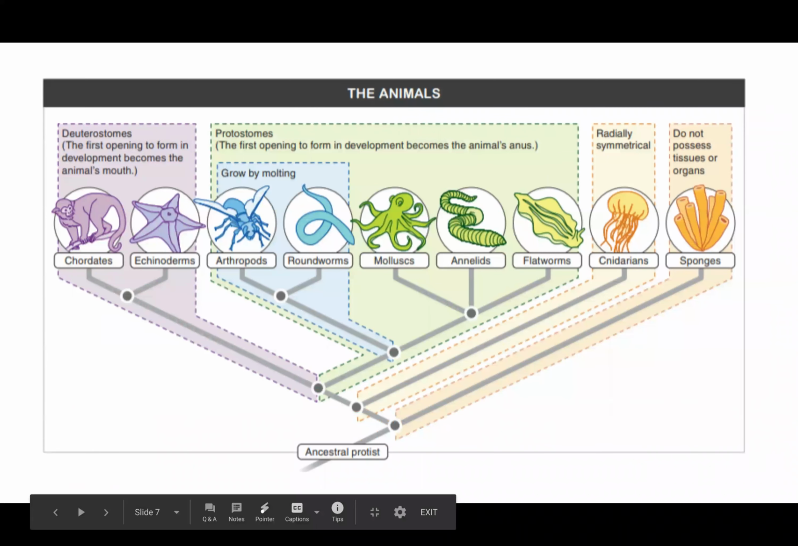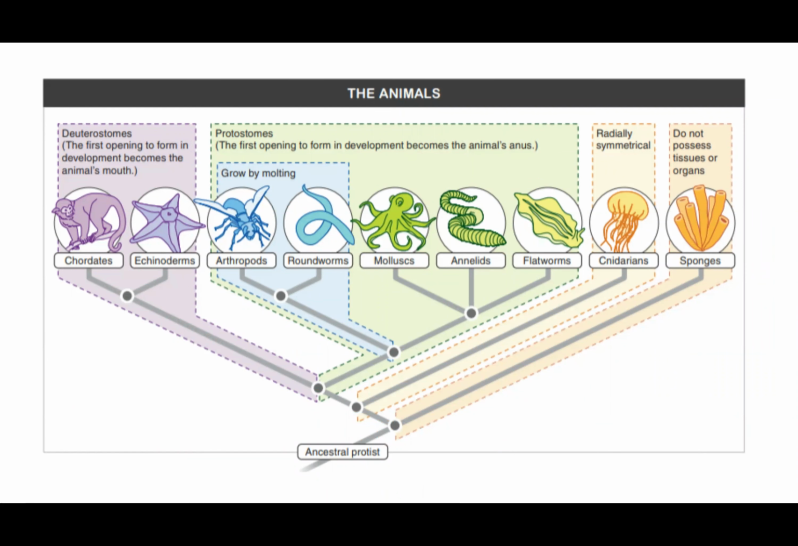So animals are divided into multiple different groups. Many of these you have probably heard of. I'd be surprised if you hadn't heard of all these at some point. Maybe the worms you haven't heard of, but these are the broad categories of animals that we're going to talk about today. We have the deuterostomes. Essentially, the first opening to form in development becomes the animal's mouth. So whatever opens in you first becomes your mouth. It's a weird way to think about it, but that's okay.